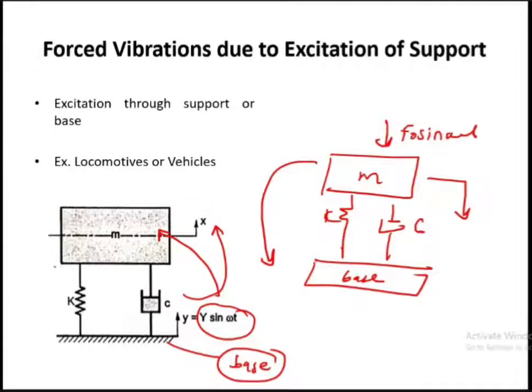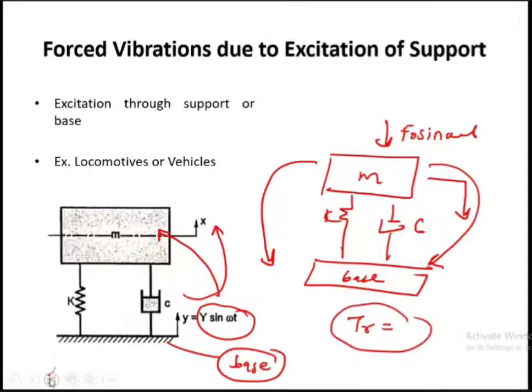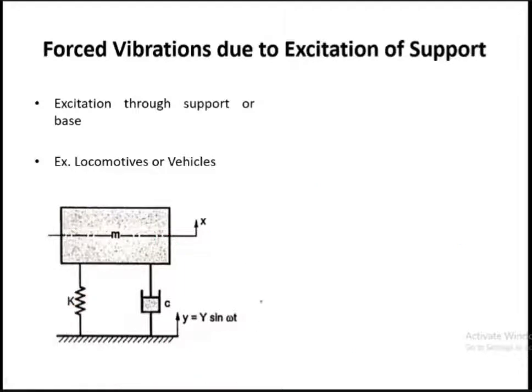So in the first case, we have seen the vibration transmitted from the mass to the base, that means the force is transmitted from the mass to the base, and then we have derived the equation for the transmissibility. Okay. Now in this case, we are exactly doing the opposite.